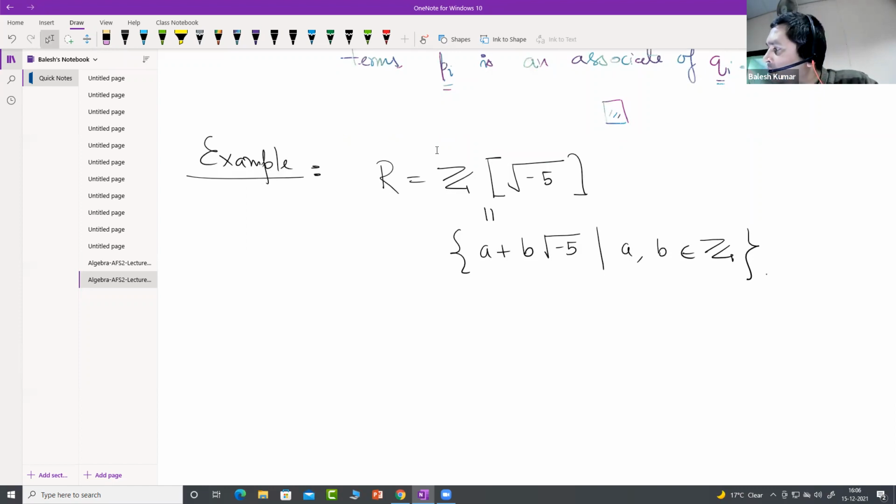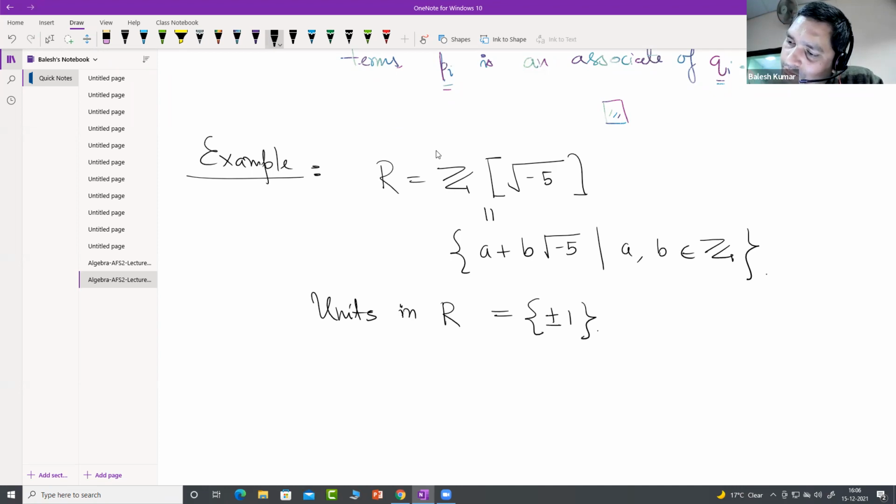And in this ring, of course, what are the units? What are the units in R? You can prove by yourself in the tutorial that the units in R are precisely +1 and -1.